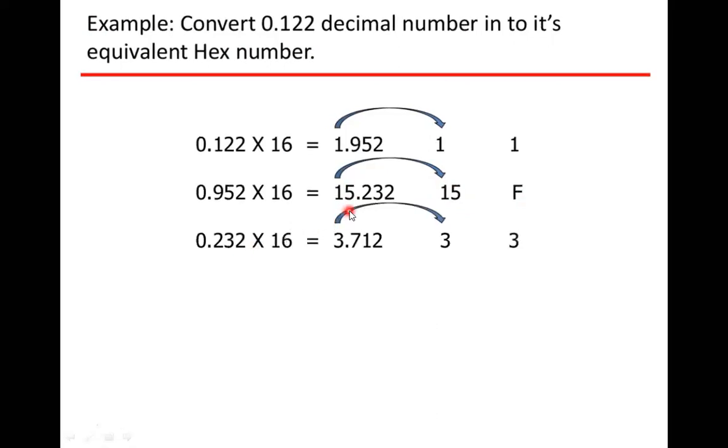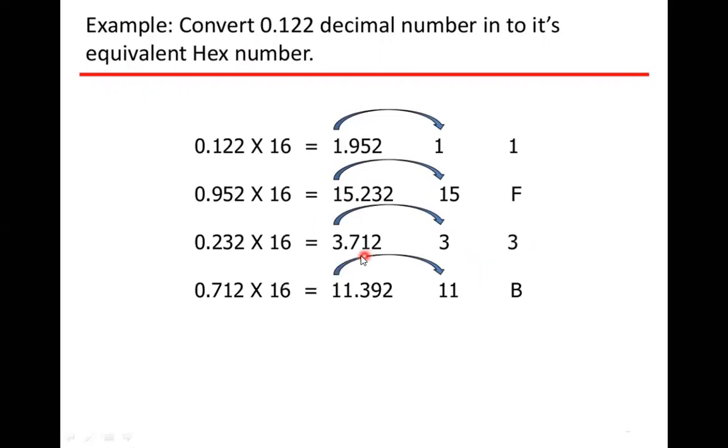Then this 0.232 is multiplied by 16. So this comes to 3.72. 3 is collected over here. This is a 3. So 0.712 is multiplied by 16. This comes to 11.392. 11 is nothing but B.